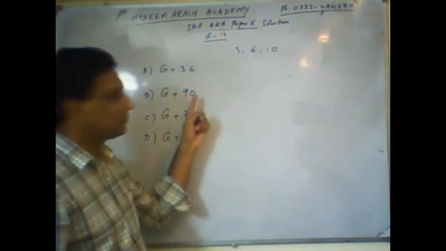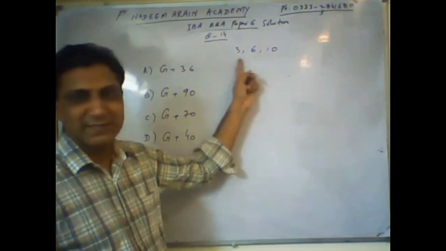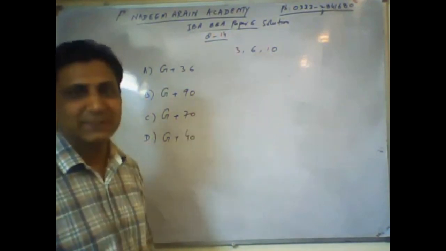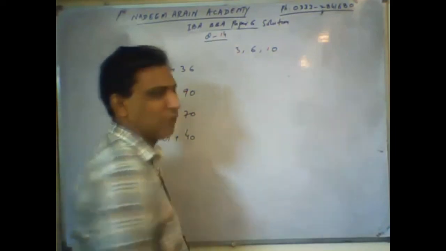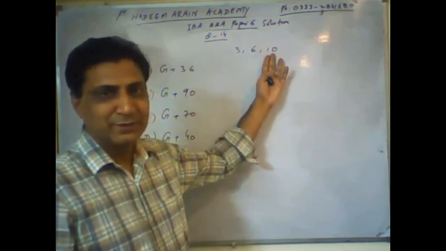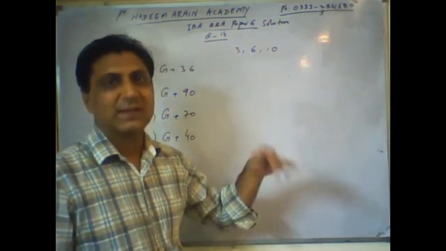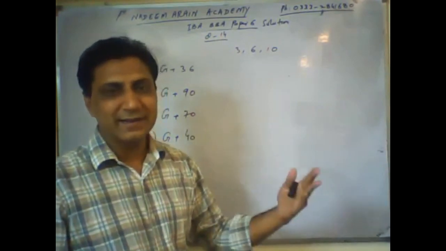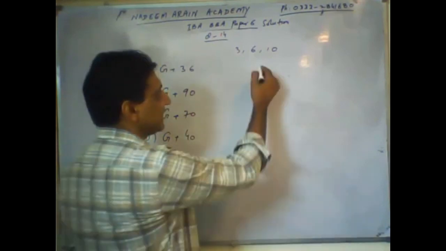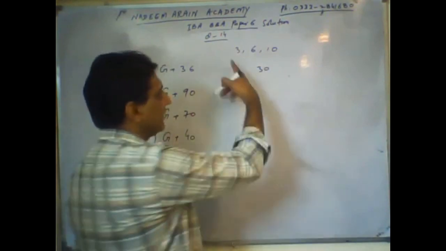Any number that should be divisible by these numbers should be divisible by the LCM of these numbers. So what is the LCM of 3, 6 and 10? That is 30. You can find it out in the ordinary way. So 30, 60, 90, 120, these all numbers are divisible by all 3 of them. So any number that is a multiple of LCM 30 will be divisible by 3, 6 and 10.